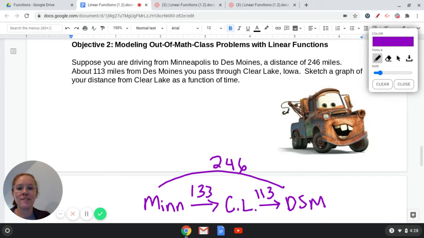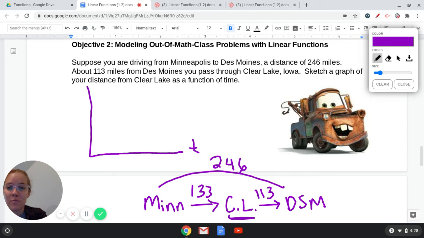We're going to graph our distance away from Clear Lake. And that's the key. So this means Clear Lake is, think of it like, our home base. How far away are we from our home base? Which is the x-axis. So let's throw a coordinate grid up here. Pretend these lines are straight. Okay, so Clear Lake is going to be the x-axis. This is going to be our time on this axis. This is going to be our distance in miles up here.